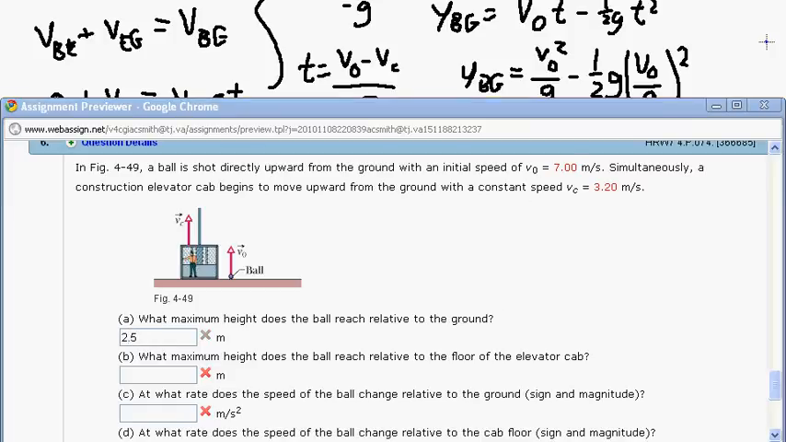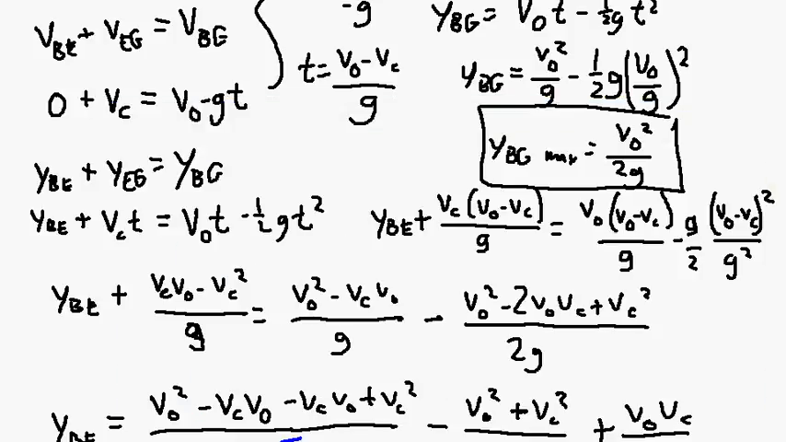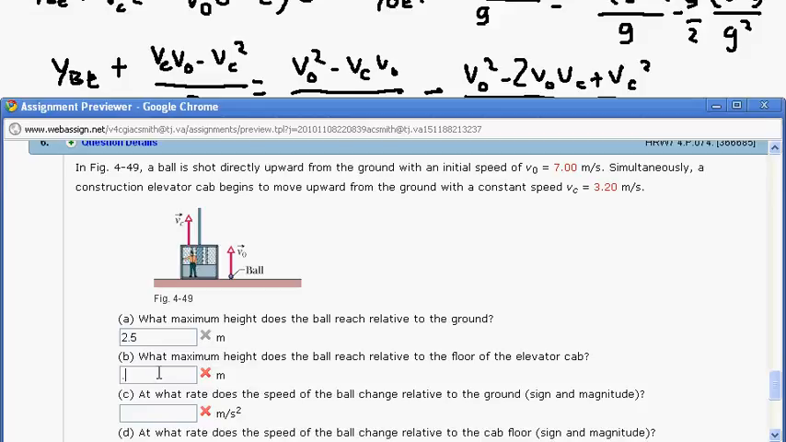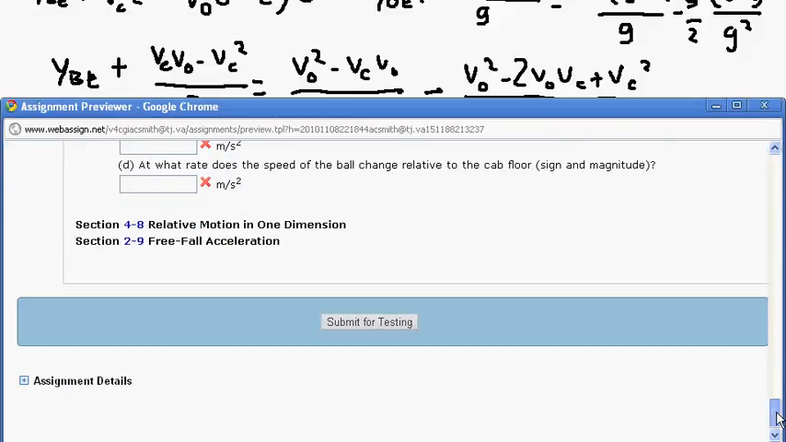Maximum height relative to the floor of the elevator cab: 7.0 minus 3.2 is going to be 3.8, squared, divided by 2 divided by 9.8 equals 0.737 apparently. I'm just going to punch those in and see what I get.